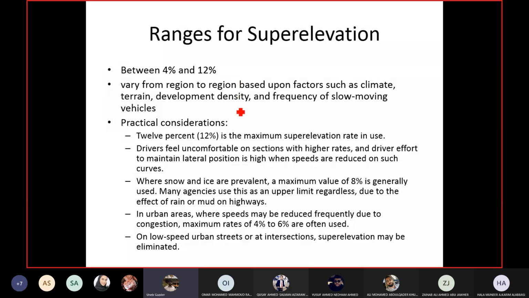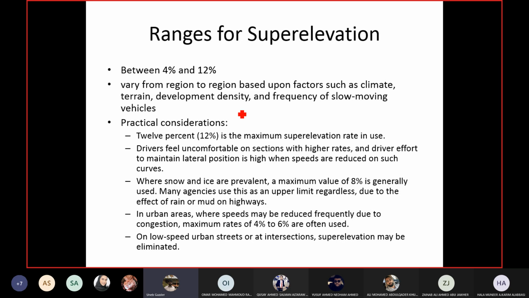Between 4 to 12%. This is the normal range of super elevation, but there are some extra considerations that you have to make. You may not be able to use the full range for any region. What are the things which can change the range of super elevation? The climate condition, which we will discuss later on. The terrain conditions: if the terrain is steep, I told you, then you should not provide the lower values. I told you in the previous lecture.